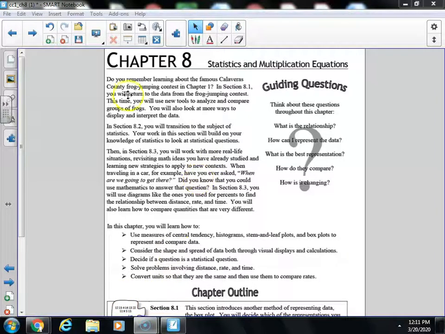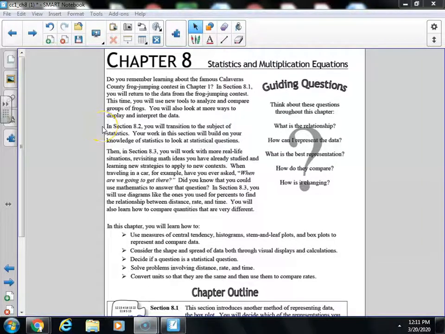Today we're in Chapter 8. In the introduction, if you read along with me, do you remember learning about the famous Calaveras County Frog Jumping Contest in Chapter 1? In Section 8.1, you will return to the data from the frog jumping contest. This time, you will use new tools to analyze and compare groups of frogs. You will also look at more ways to display and interpret the data.